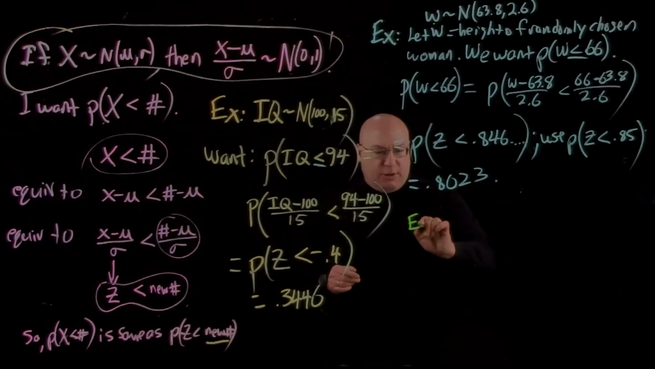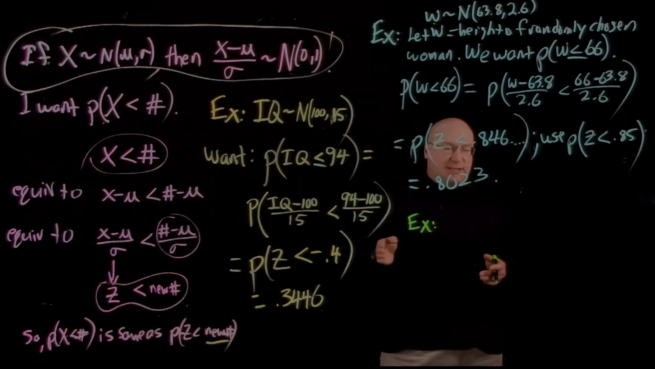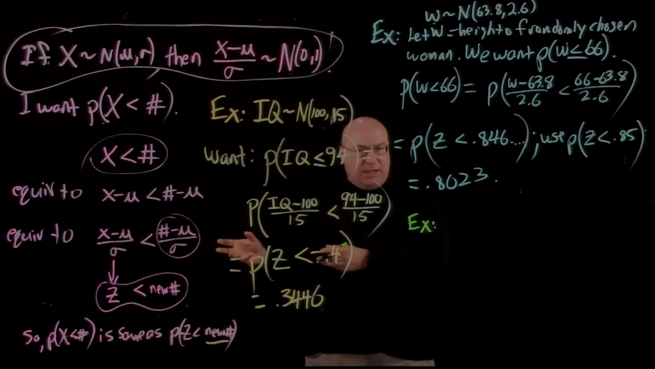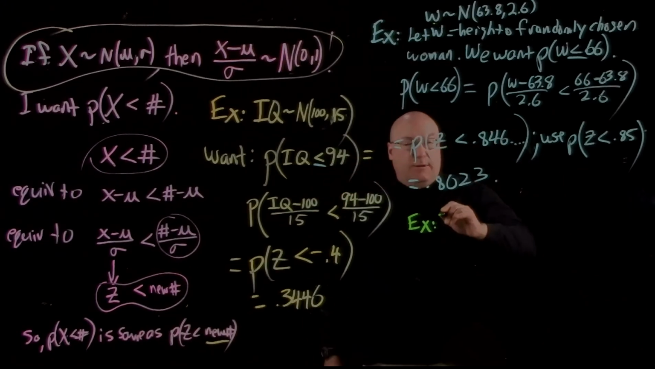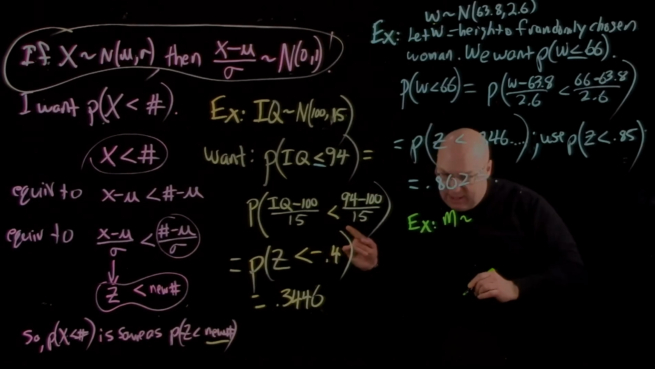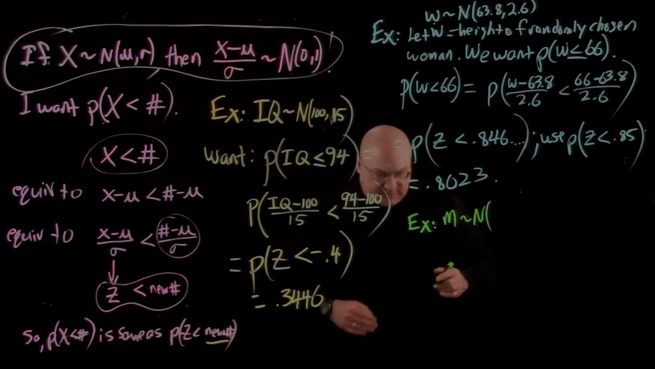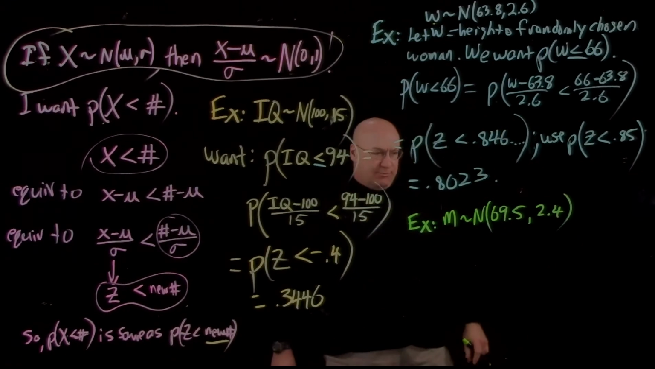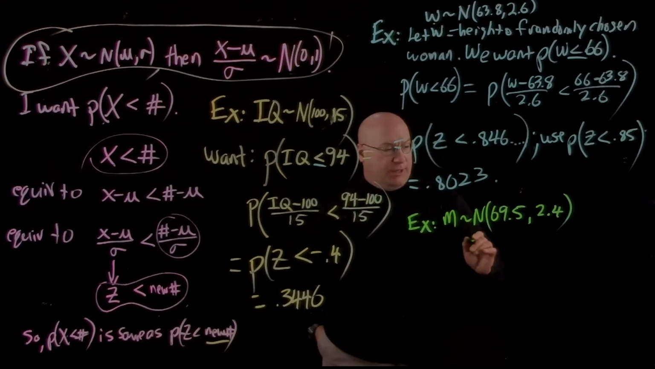So for example, what fraction of men are under 6 feet tall? That's the same thing as saying if you randomly choose a man, what's the probability that he will be under 6 feet tall? So I'm going to let M be the height of a randomly chosen man. And from last time, we had that M will be normal with mean 69.5 and standard deviation 2.4. The mean is 69.5 and the standard deviation is 2.4.